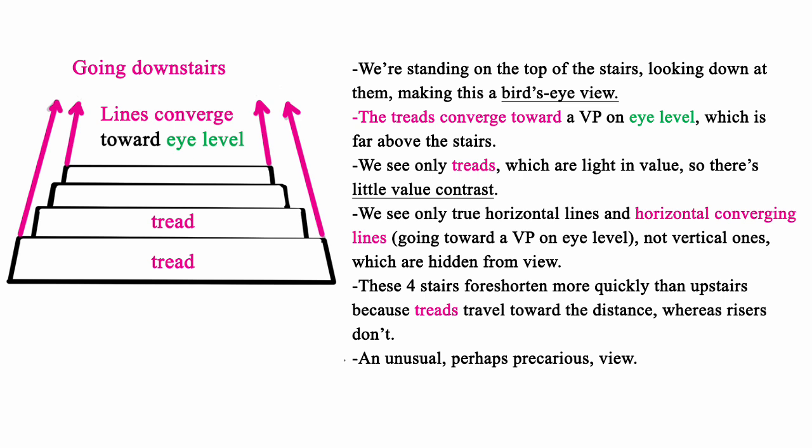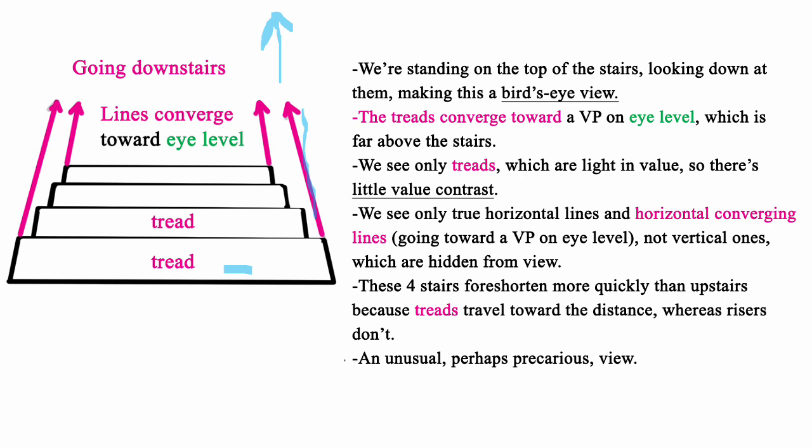A flight of stairs going down is much simpler, but it's an unusual view. Here we're standing on top of the stairs looking down, making this a bird's eye view, and eye level is well beyond the picture here. The treads converge toward eye level. We see only the treads, which are light in value, so there's little value contrast. And that's what makes walking downstairs difficult sometimes, because we can't see where the next stair starts.